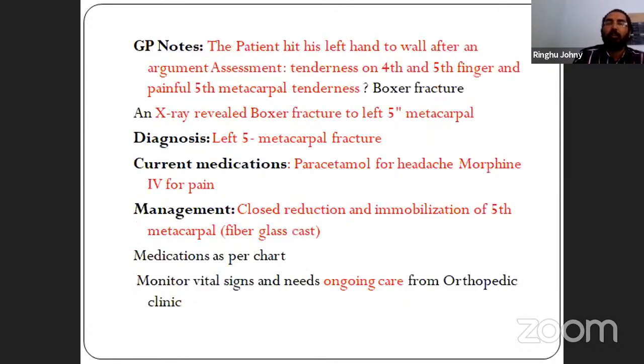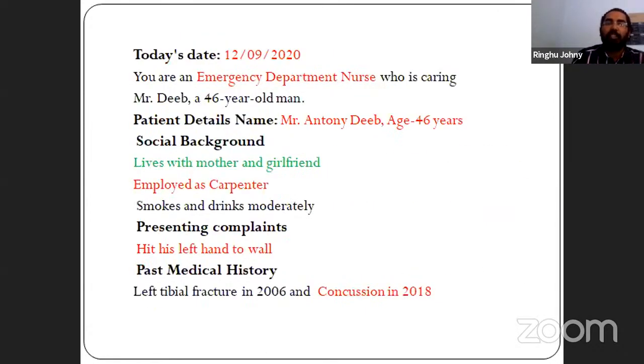Now the presenting complaint, definitely it is important: he hit his left hand too hard. Past medical history: left tibial fracture in 2006. Is this relevant? It's not relevant, because it happened 14 years back. Look at today's date, 2020, and this is in 2006. There is no relation. It's not a chronic condition. If it were a chronic condition, maybe we could write it as semi-relevant data.